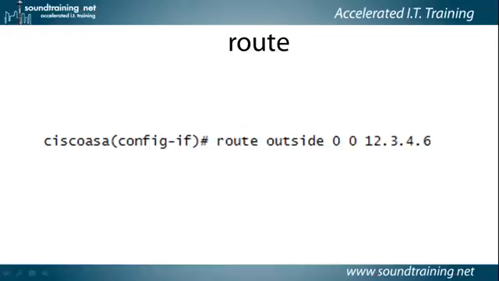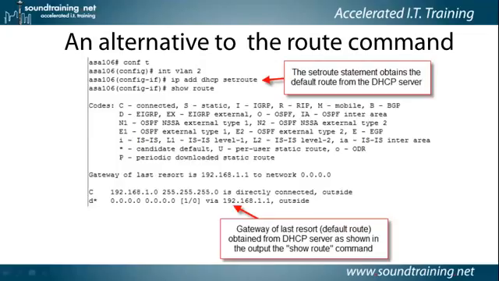So we use the route command, and then we say that we're going to use the outside interface, and the 0 and 0 is simply shorthand for 0.0.0.0 and 0.0.0.0, meaning any address that we don't know what to do with otherwise, that's not in our routing tables. We want to send it to our default gateway at 12.3.4.6. Now there's another way to do this, and frankly on an ASA 5505 especially, which is often used in a small office, home office environment, this is probably what you're going to do.